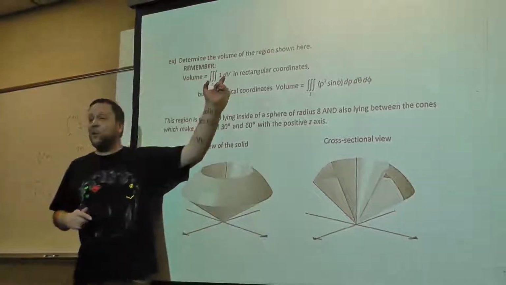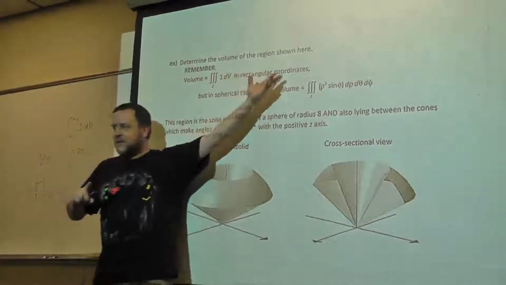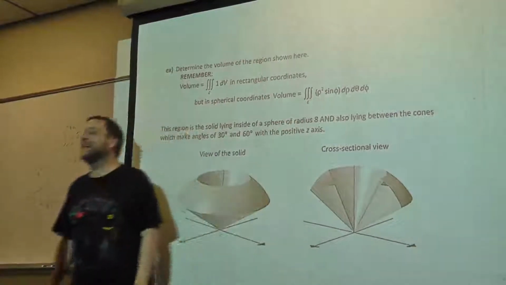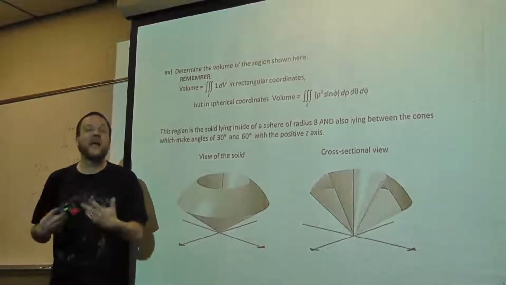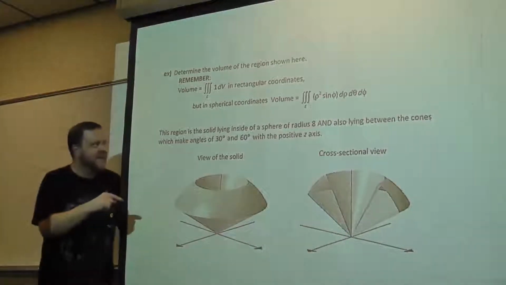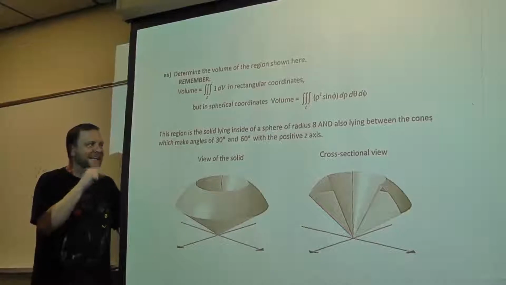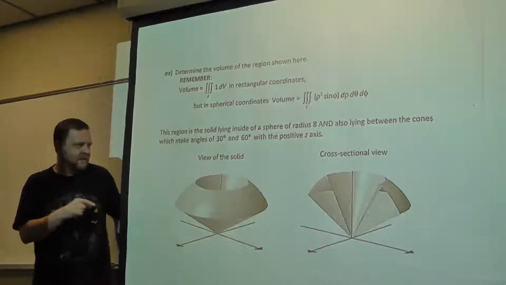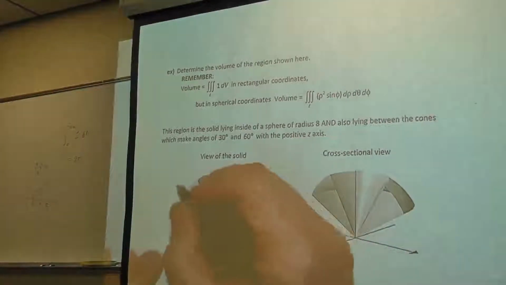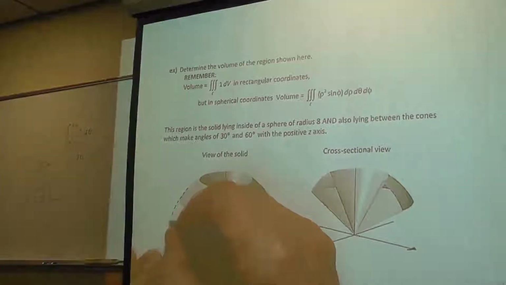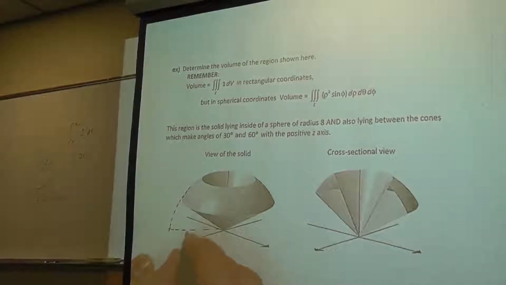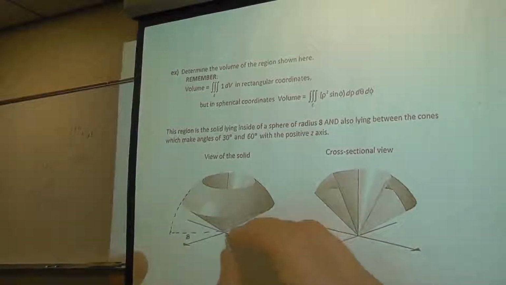A triple integral in rectangular coordinates of the function 1 gives you a volume. Translating that to spherical, remember, you have to at least have that Jacobian, rho squared sine phi, in there, and it's still calculating a volume even though you're in a different coordinate system. So the region here is the solid lying inside the sphere of radius 8. Right there, if I pitch that all the way down to the xy plane, that is a radius of 8. Well, I guess I could do it here too.